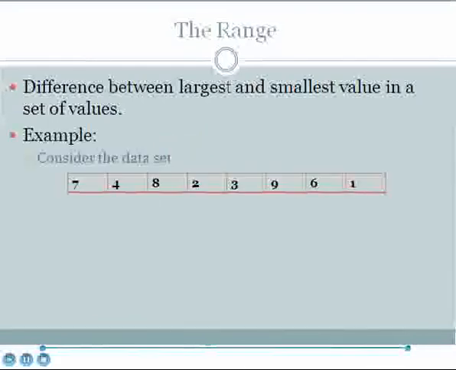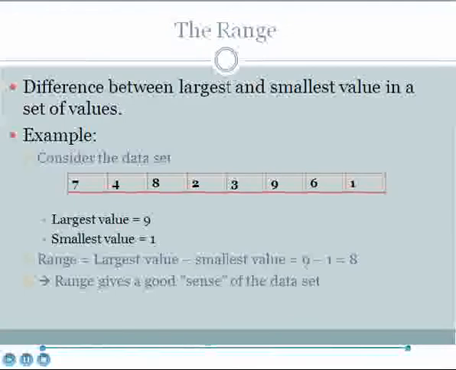Consider the following data set. Remember that the range is the difference between the largest and smallest value in this set of values. In this case, the largest value is 9. The smallest value is 1. The range is the largest minus the smallest value, or 9 minus 1, which is equal to 8. In this case, the range gives a good sense of the data set. The data values are clustered below 10, close to the mean.